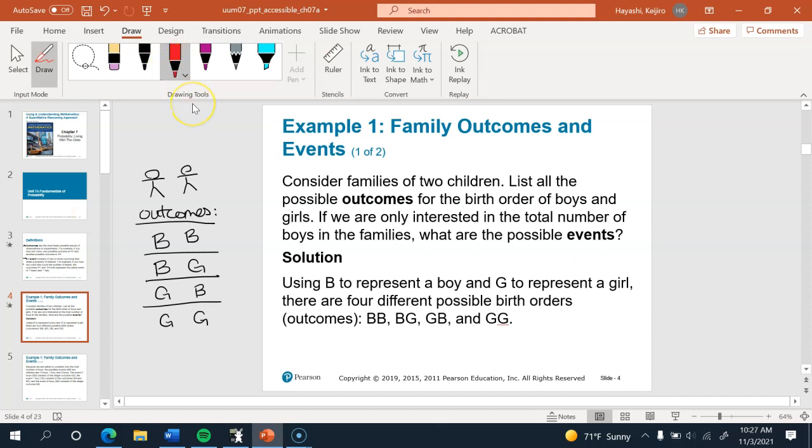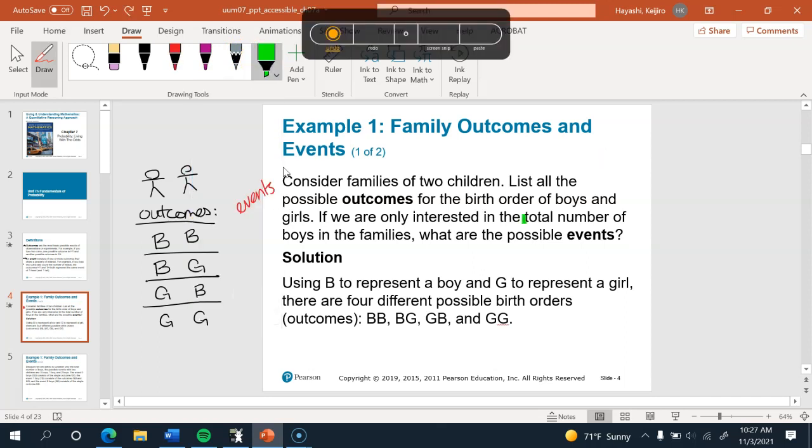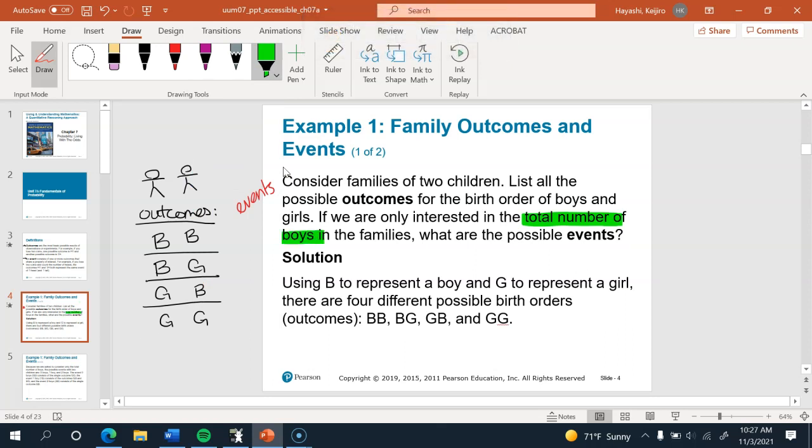Now in terms of events, if what you're interested in is the total number of boys in a two-child family, this would be considered one event, because that's the quantity of interest, right? The total number of boys in a family.